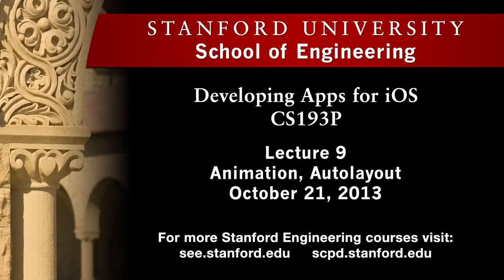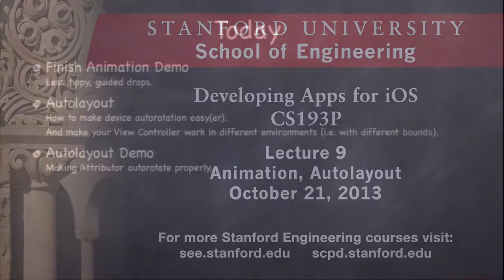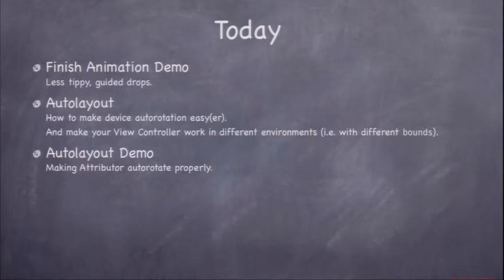All right, well, welcome to lecture number 9 of CS193P, fall 2013-14. Today I'm going to finish the animation demo that we started on Monday, and then the lecture is going to be about Autolayout, which is a really cool system for making it so that your user interface can adapt to changing conditions. And then I'll do a brief Autolayout demo at the end, just so you can kind of see it in action. Seeing is believing, especially with Autolayout.